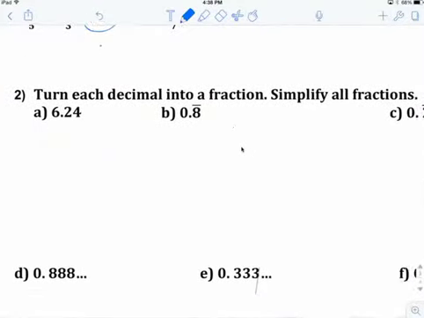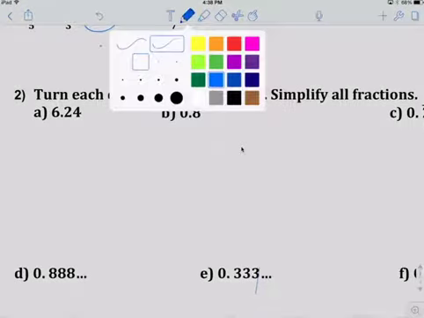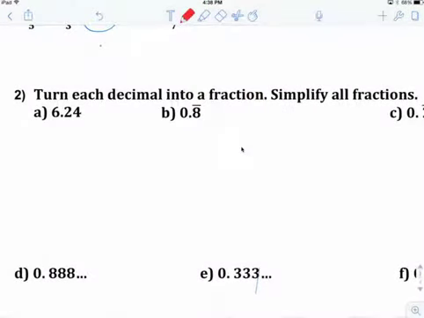Turn decimal into fraction, because the first one is not repeating, there's no repeating bar, and this 4 is in the 100th place, it's just over 100. 624 over 100. Okay, and then divide by 4. You can divide this by 4. You get 6 and 6 over 25. Yes, and that's your answer.